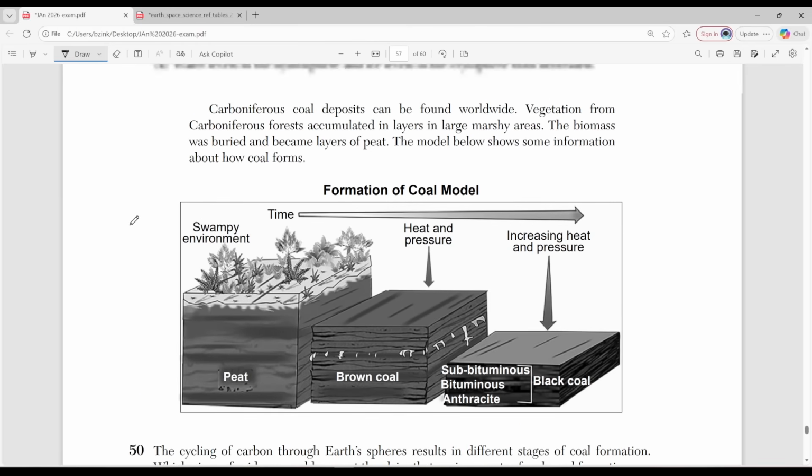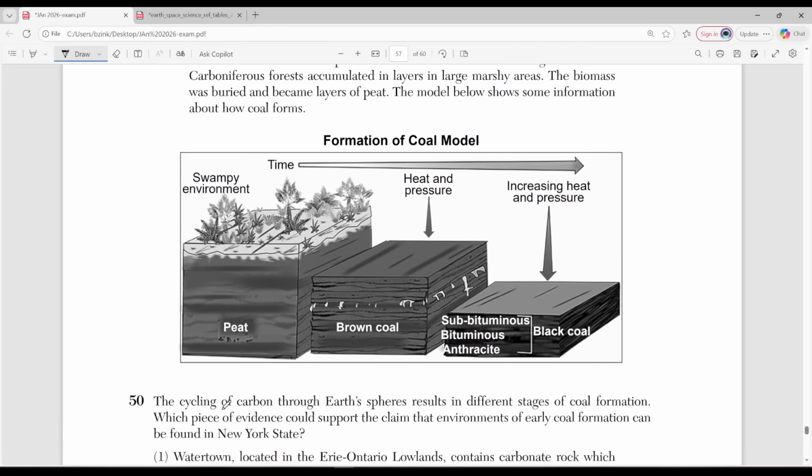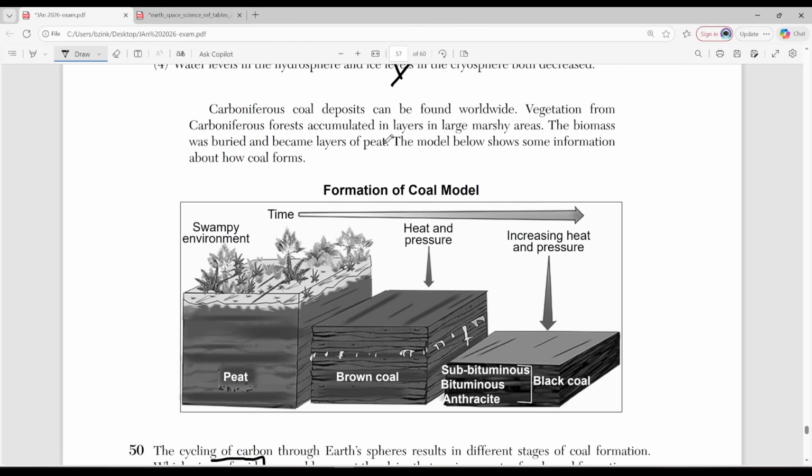All right, we're on the last question, and we have the carbon cycle. Wow, okay, carbon cycle. Carboniferous coal deposits can be found worldwide. Vegetation from the forests accumulated in large marshy areas. The biomass was buried and became layers of peat. The model below shows some information how coal forms.